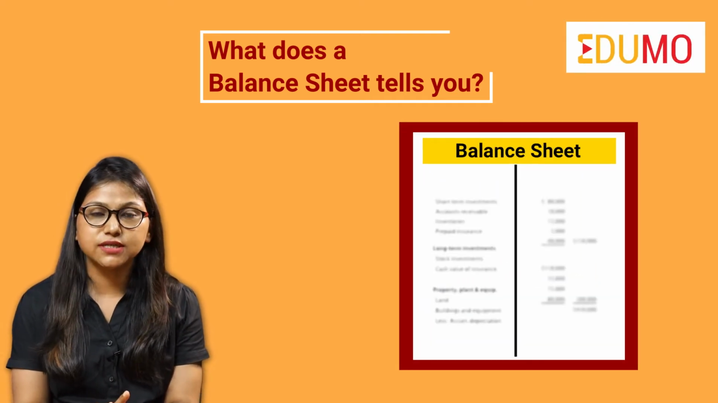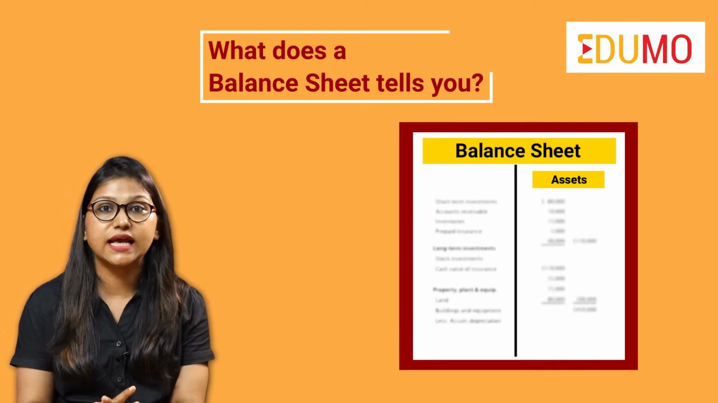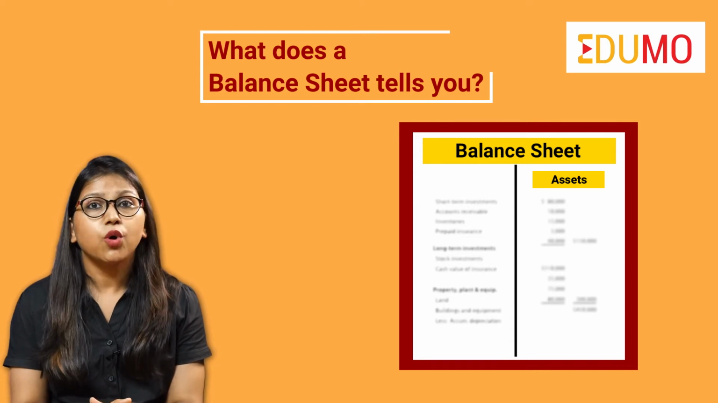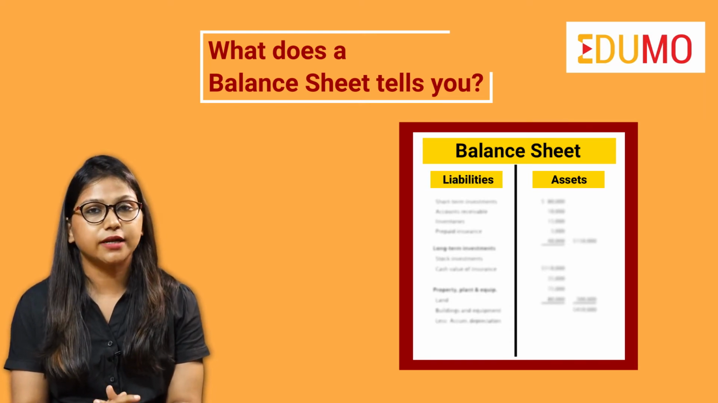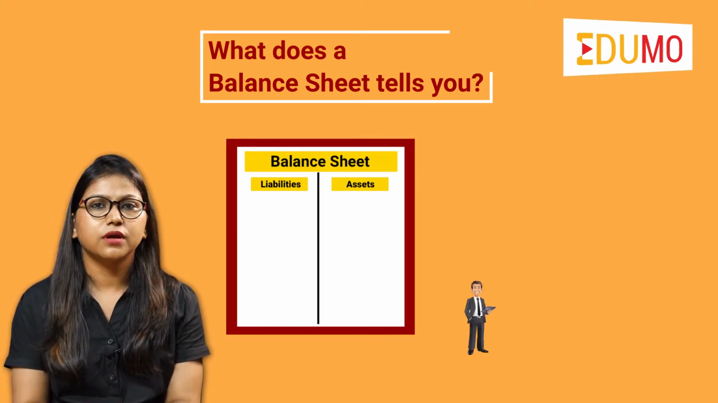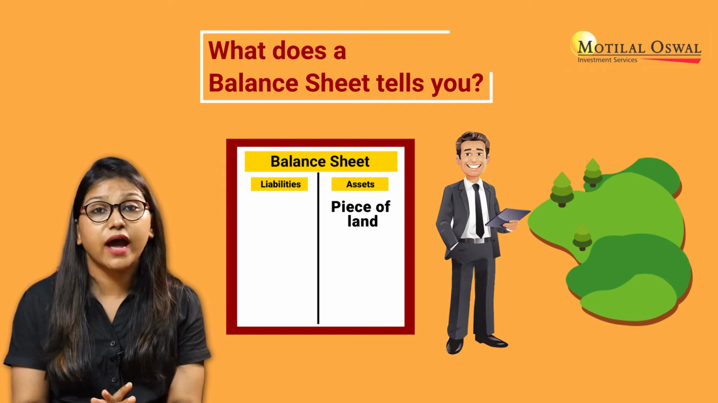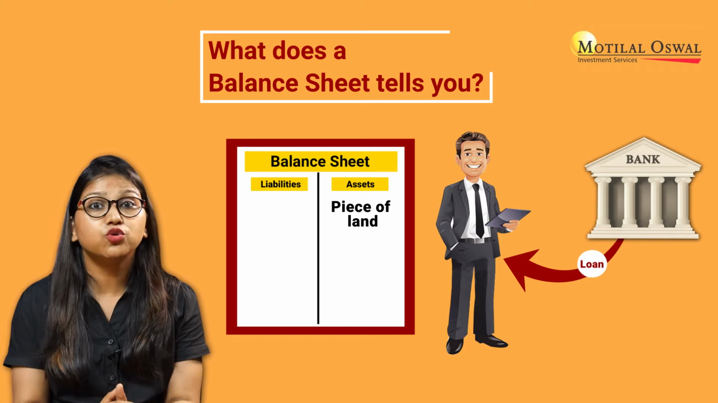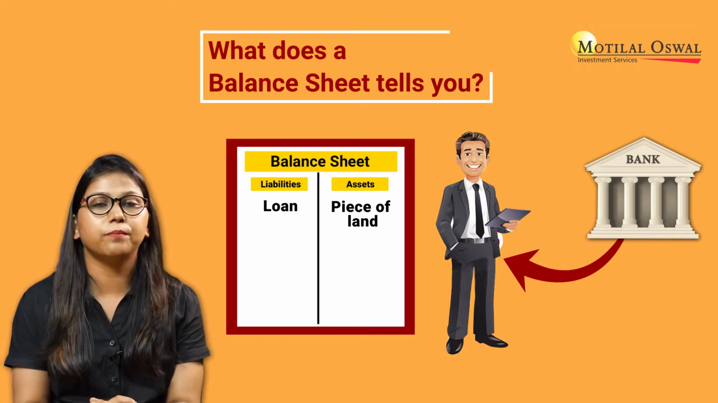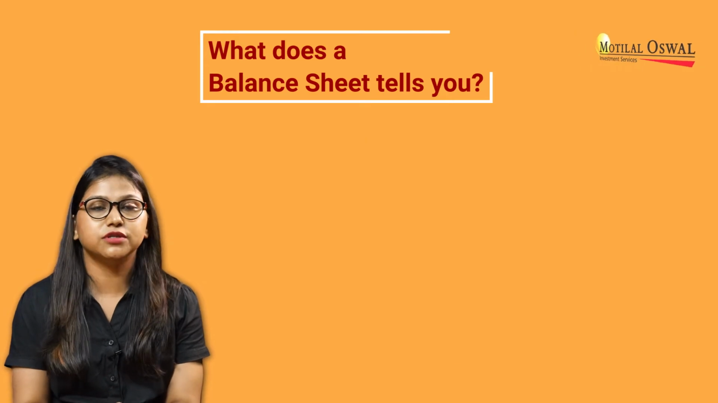So a balance sheet in financial terms shows us what a company owns as an asset and what it owes to its lenders as a liability at a particular period of time. Suppose we own a piece of land. This forms part of our assets, and any kind of loan that we take to fund this land will form part of our liability. Let us understand this further.